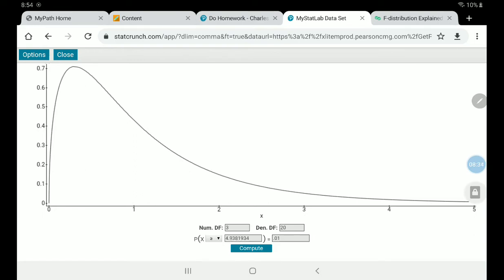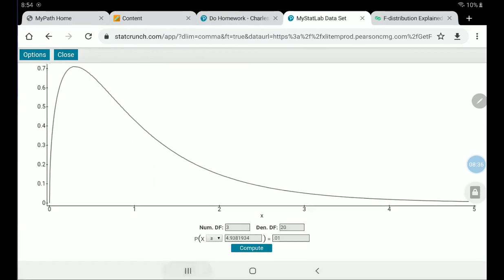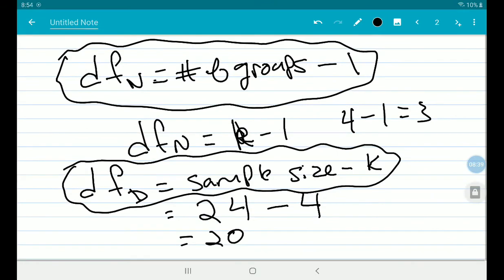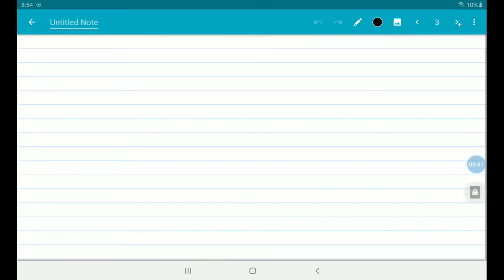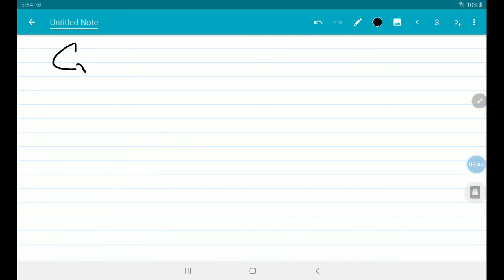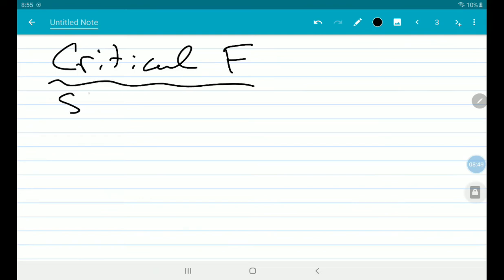So again, how did I do that for the critical F value? We went to StatCrunch, and after we went to StatCrunch, we went to Stat, and then Calculators.